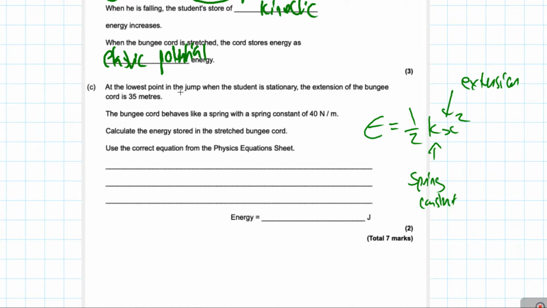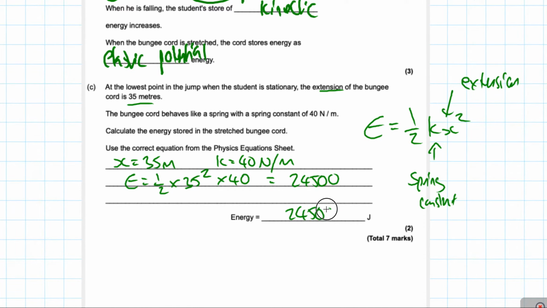So if we look at the question, it gives us the extension is 35, so x is equal to 35 meters and k is equal to 40 newtons per meter. Again, just double check that your units all match up, which they're both in meters, so that's all good. So energy is equal to a half times 35 squared, because that's the extension, times 40. Plugging that into your calculator, you should have a value of 24,500 joules. And that gives you your answer for part C.